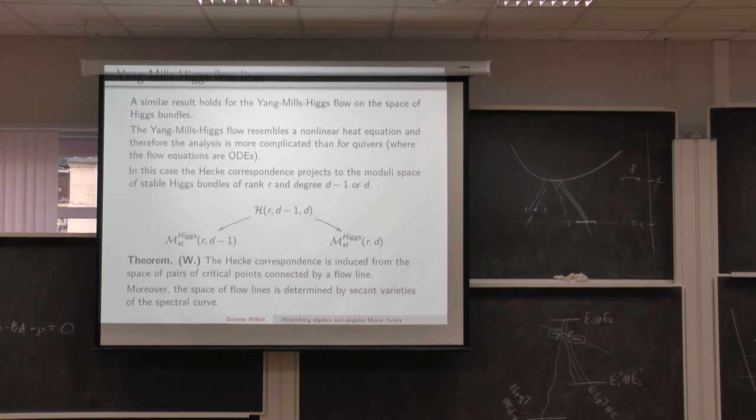So in higher rank, when you do the elementary transformation, you also need a choice of an element of the dual of the fiber of the bundle. Yeah, so that's where, right. Where is that coming from?